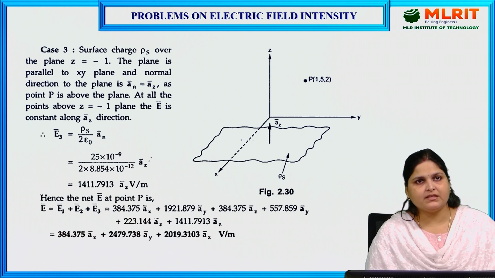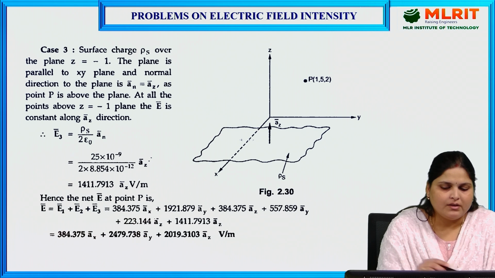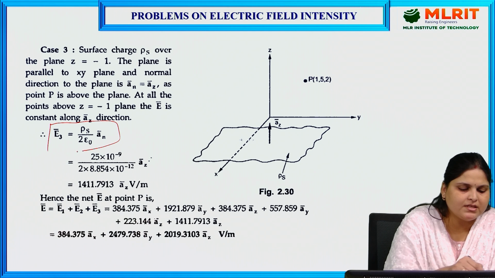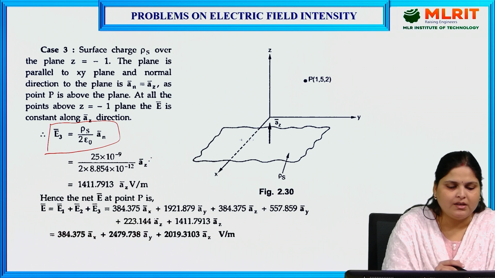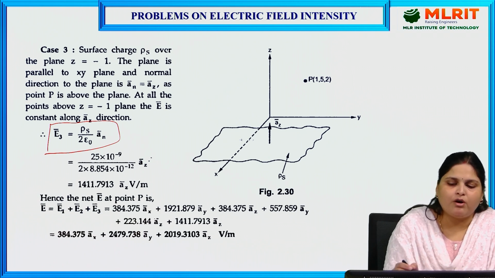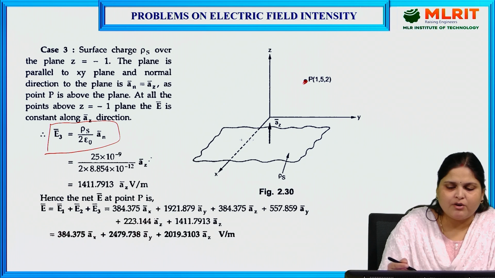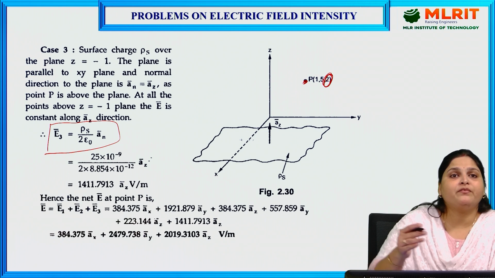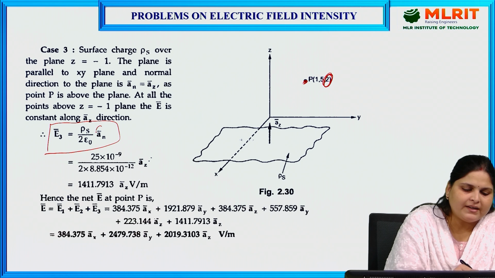This was the second case. Now let's take the third case, this sheet. This sheet is at Z equals minus 1, and the formula due to a sheet of charge is E3 equals rho S upon 2 epsilon naught AN. We need to find the field at this point. As the sheet is at Z equals minus 1 and other points are not given, we consider the Z coordinate of this point, which is above the sheet, meaning it is in the positive Z direction. So we can directly write the value of AN as AZ.